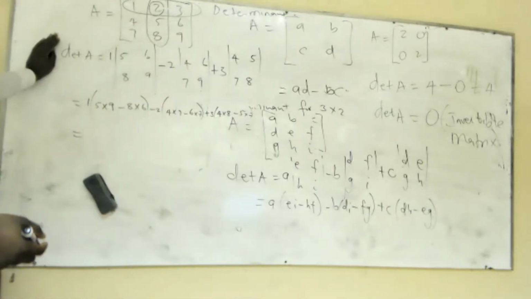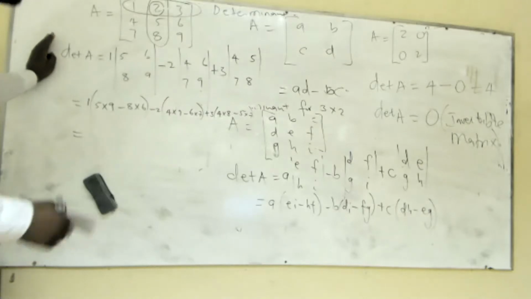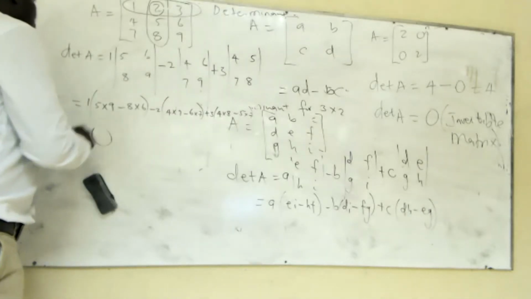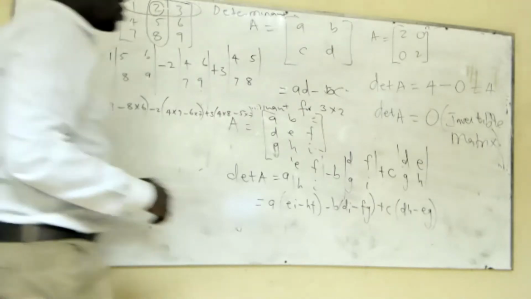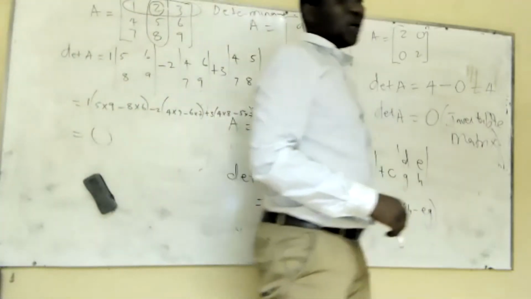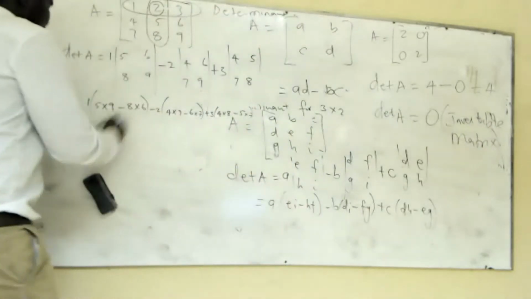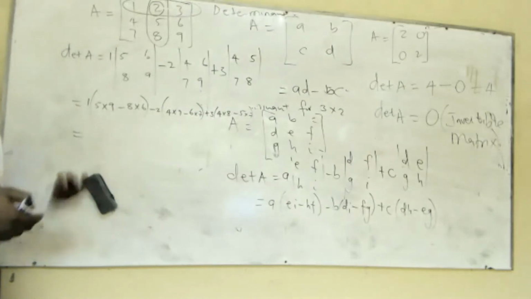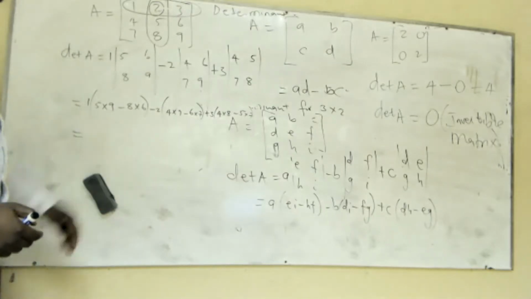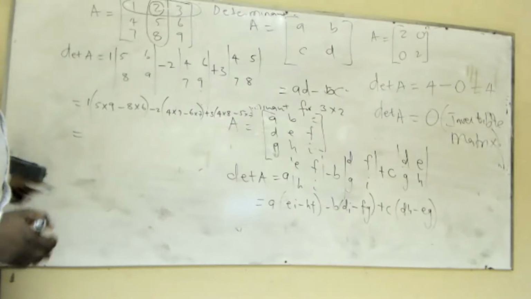You will now get the determinant of a 3 by 3. If the determinant is equal to 0, I told you what this means. If the determinant is equal to 0, you now have what is called the non-invertible matrix. But I'm not saying this is going to give you a 0, so you must not get a 0. That is very important for you to get.